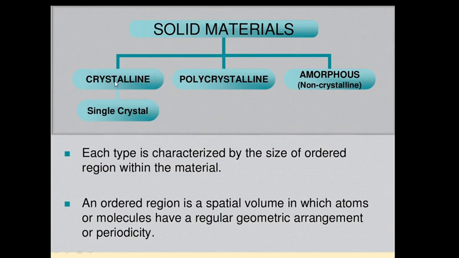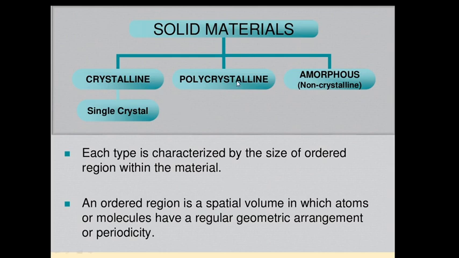Now in the crystalline material, there is a very specific order, as I mentioned here. Each type is characterized by the size of the ordered region within the material. So there is a region where you find very specific order. The ordered region is a spatial volume in which atoms or molecules have a regular geometric arrangement or periodicity. So there is a well maintained organization of the atomic positions and molecule positions.